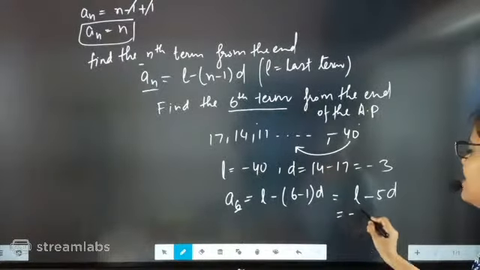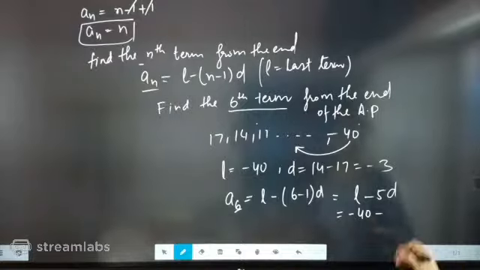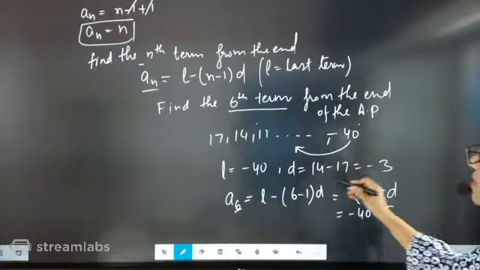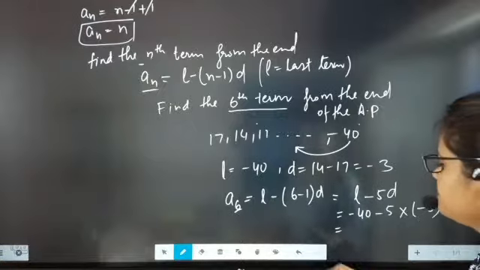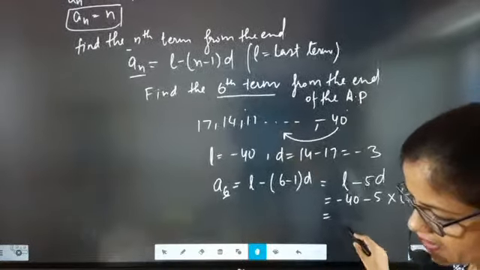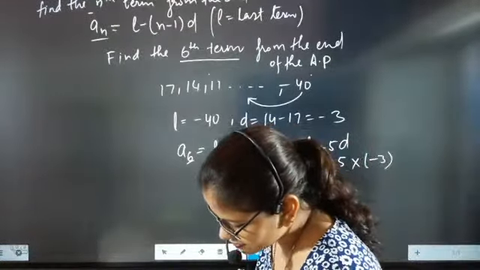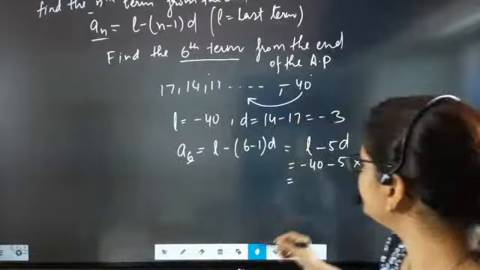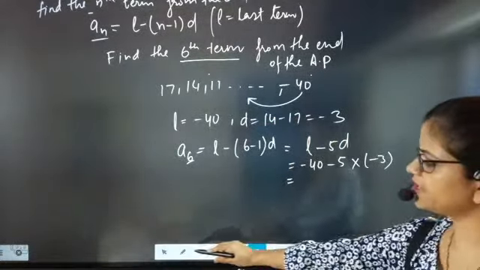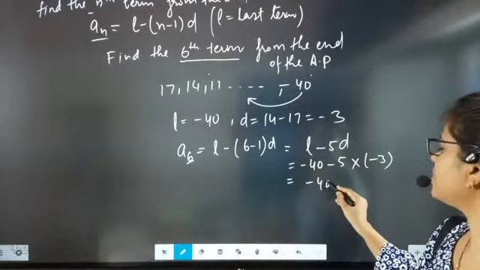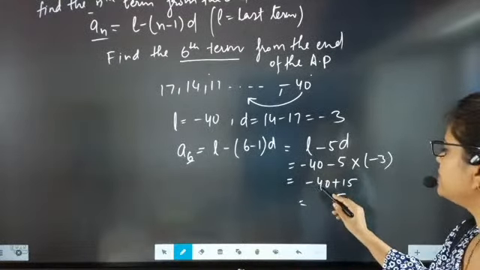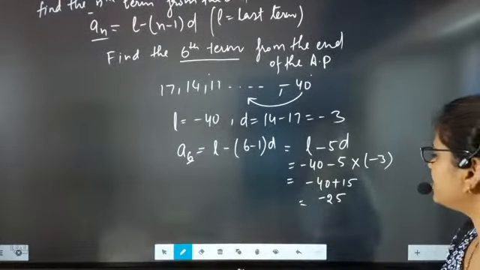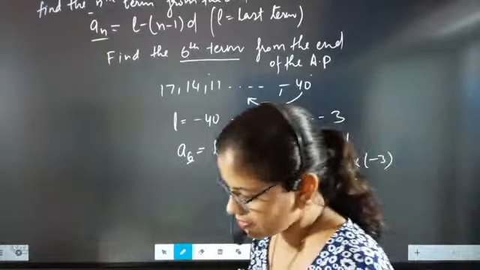Now what is L? L is minus 40, minus 5 into how much? D is exactly minus 3. L is minus 40. Just see this part first, then I will explain this part. So minus 40 plus 15. Here 10 minus 5 is 5, 3 minus 1 is 2. So minus 25. So the answer will be minus 25.